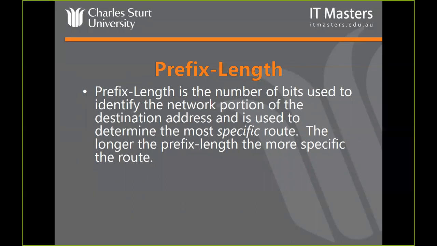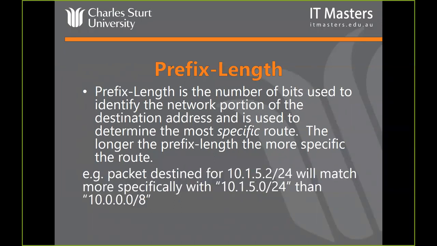The longer the prefix length, the more specific the route. We've got a diagram a little bit later on that will explain that in more detail. But basically, that's to do with the length of your subnet mask. So if, for instance, we look at one of these IP addresses we spoke about last week, a packet destined for 10.1.5.2 with a /24 mask, which is 255.255.255.0, it is more specific.